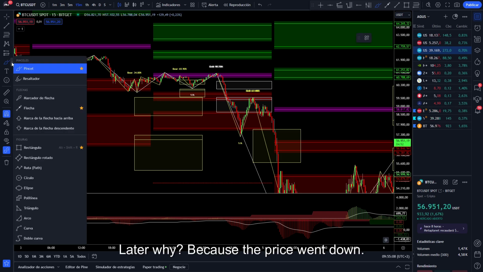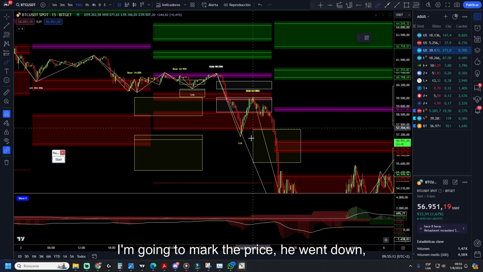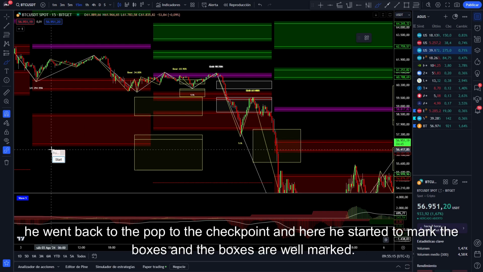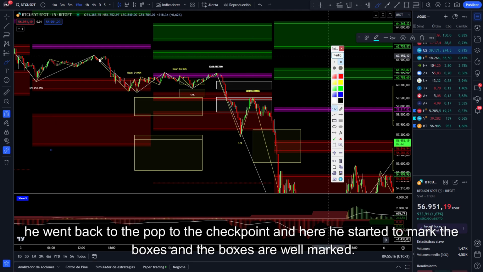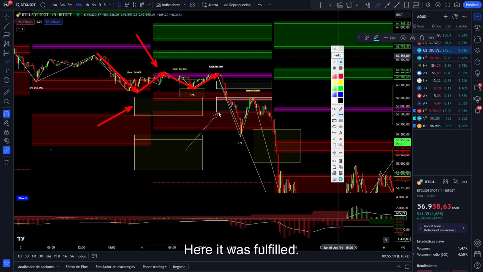Later, why? Because the price went down. I'm going to mark the price. It went down, back to the checkpoint, and here it started to mark the boxes. And the boxes are well marked. The problem is that the price returned to the checkpoint and marked them again here. Once it marked them a second time, here it was fulfilled.